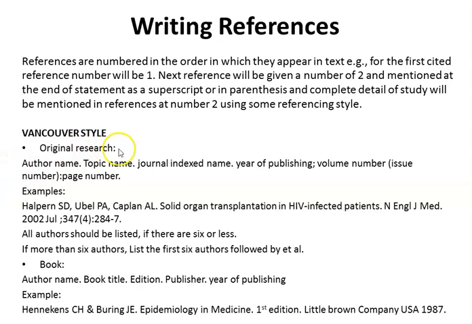So how do we write an original research reference? First, give the author names, then give the topic name, then the journal name and year of publishing, the volume number, in brackets the issue number, the colon sign, page number, dot.